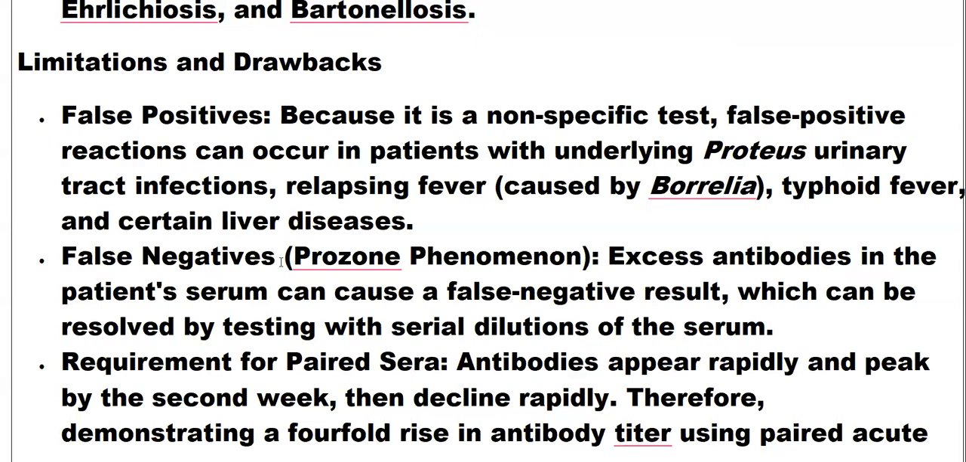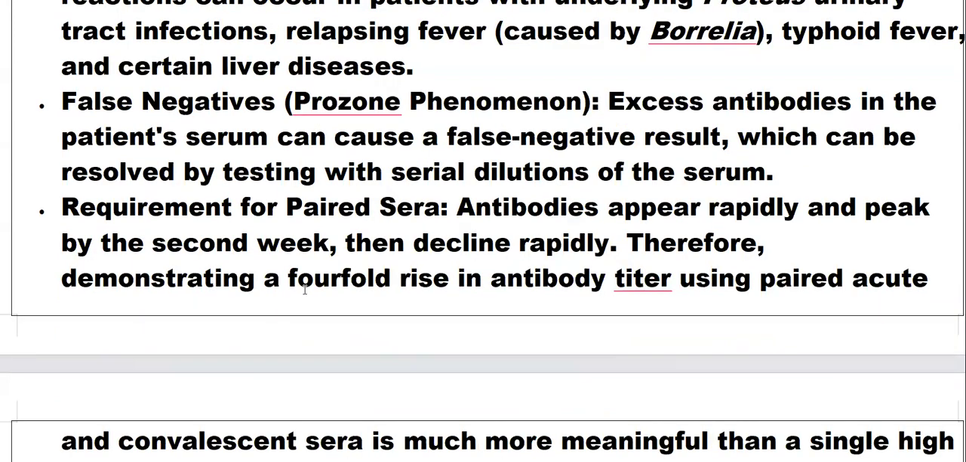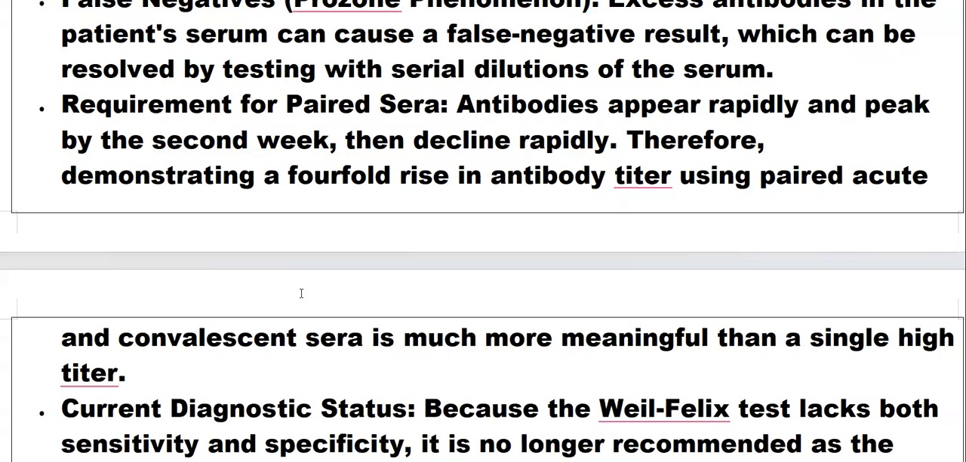Prozone phenomenon: excessive antibodies in the patient's serum can cause a false negative result, which can be resolved by testing with serial dilutions of the serum. Requirement of paired sera: antibodies appear rapidly and peak by the second week, then decline rapidly. Therefore, demonstrating a fourfold rise in antibody titer using paired acute and convalescent sera is much more meaningful than a single high titer.